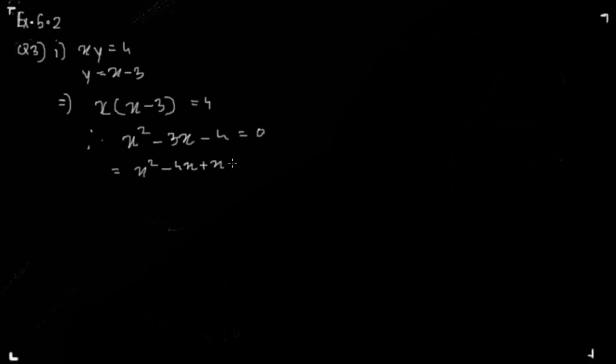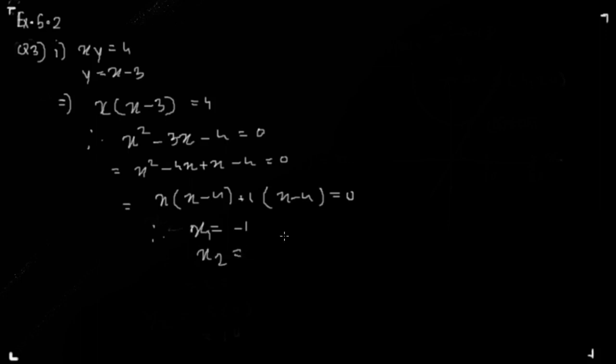I'm going to actually factorize it, so it's not that hard for you. (x minus 4)(x plus 1) equals 0. So from here you can conclude that x is equal to minus 1. So x1 is equal to minus 1. x2 is equal to 4.